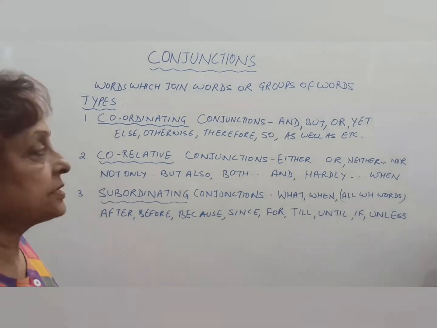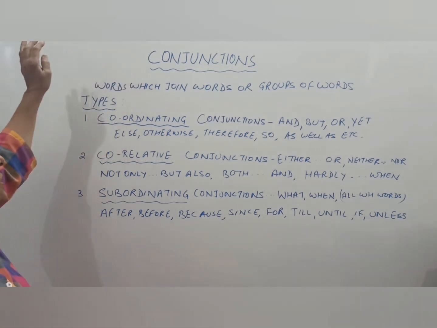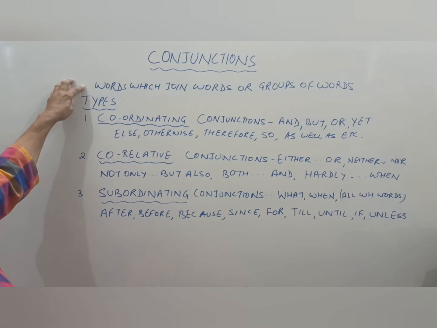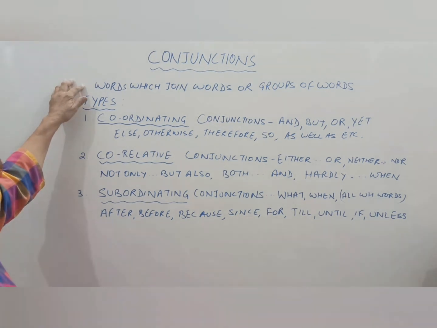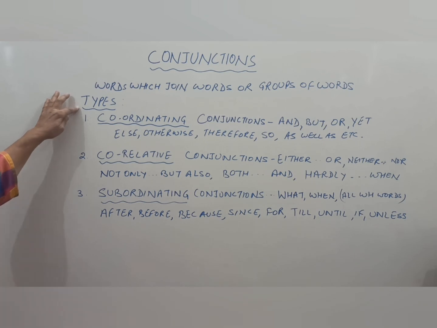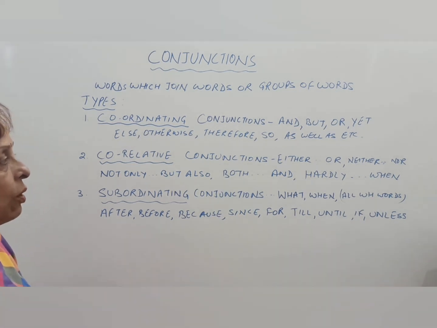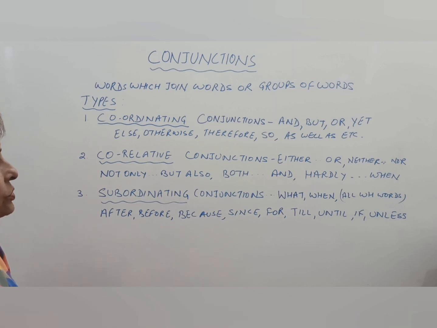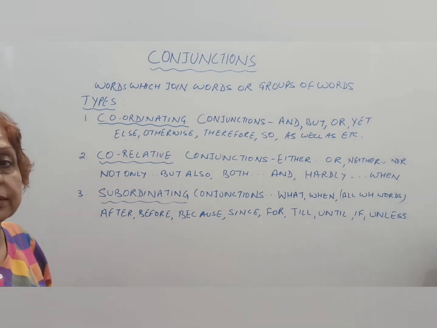Now conjunctions. What are conjunctions? Conjunctions are words which join two or more words or groups of words. For example, and, but, or, else, etc. Now there are three types of conjunctions. Number one, coordinating conjunctions. For example, and, but, or, yet, else, otherwise, therefore, so, as well as, etc.